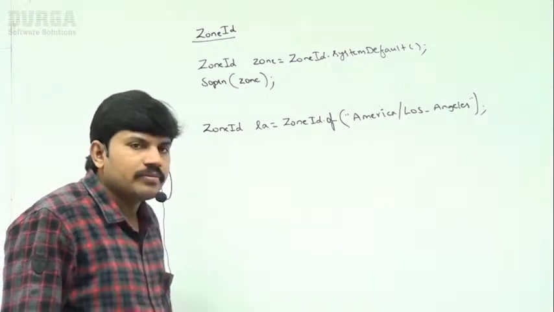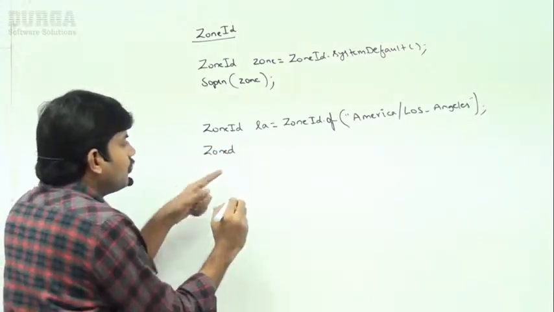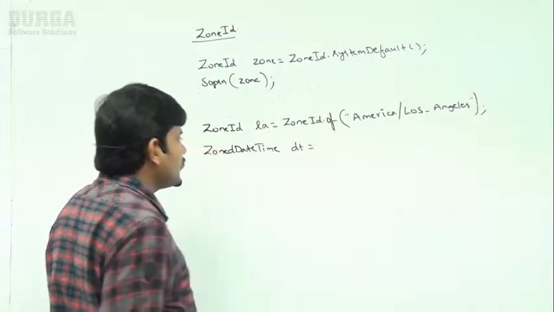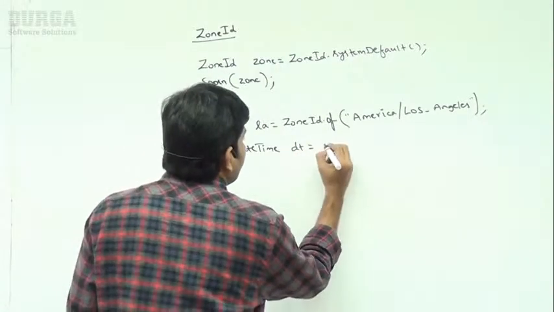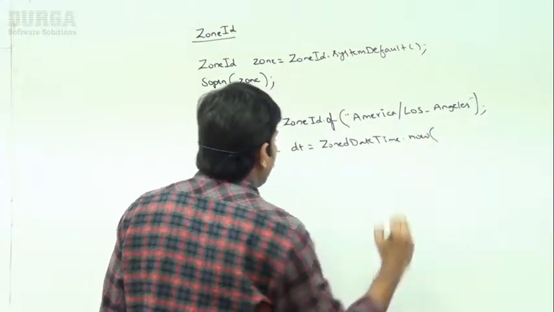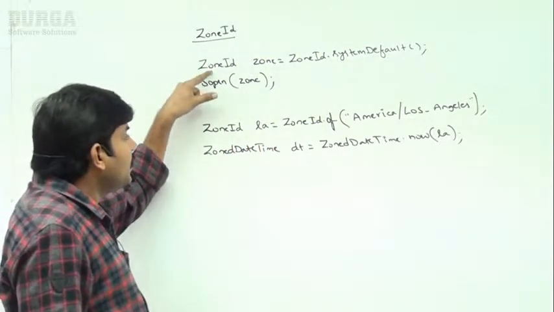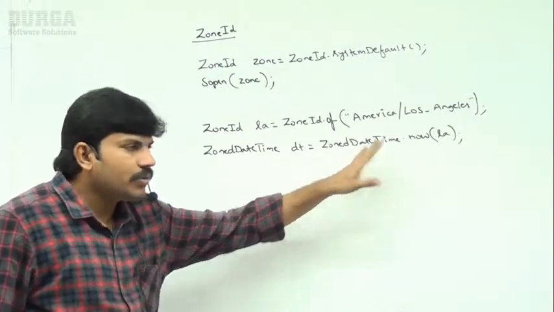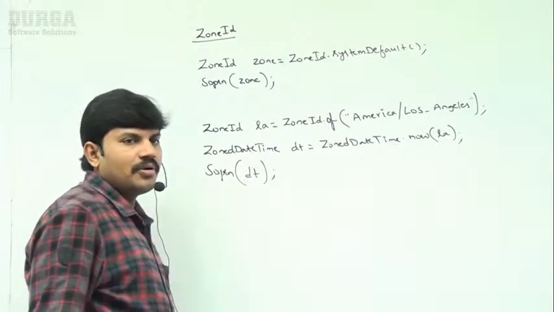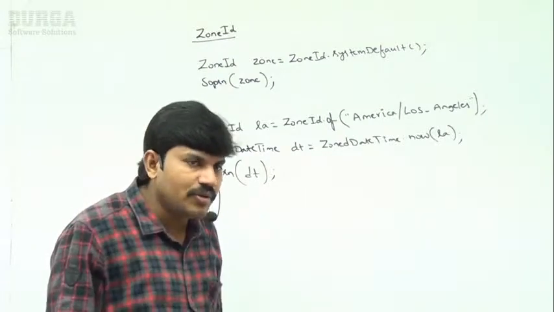Now, in this zone, what is the current time? What is the current date and time I want to represent, sir? ZonedDateTime dt = ZonedDateTime.now(LA); System.out.println(dt). Now it's very interesting: you can identify the current date and time in the Los Angeles zone. You can cross check, sir.